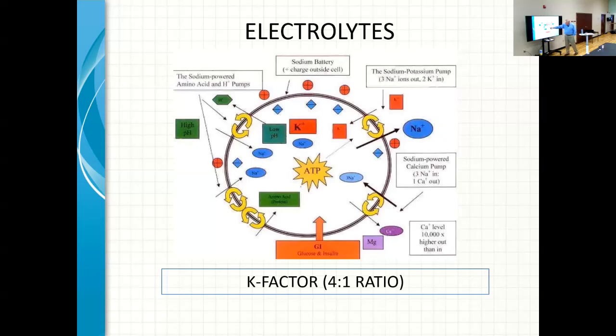So this is actually the compilation of about 5 different drawings that he did, and I put them all together to get the bigger picture. Every cell in your body has an electrical charge. It's very faint, but when you consider you have trillions of them, it can be quite powerful.